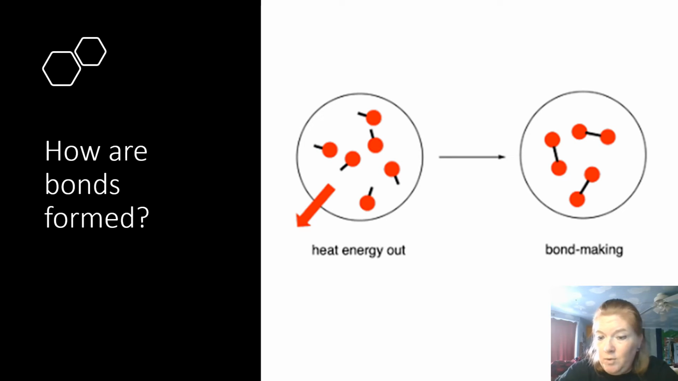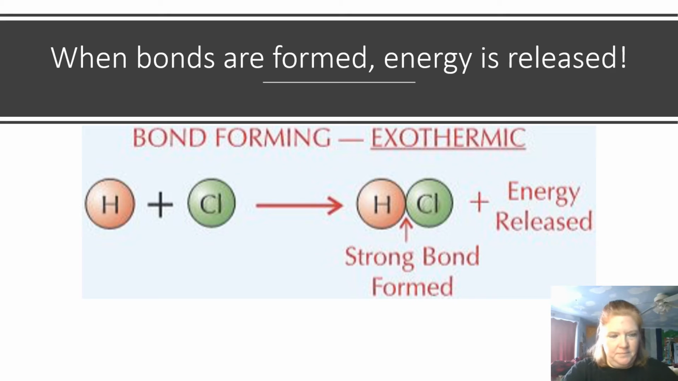How are bonds formed? Well, this is going to be the opposite. It's going to release some energy. It's going to be more stable. So when bonds are formed, energy is released, exothermic. So you can see right here, these two are not connected, not bonded. In the process of bonding, energy is going to be released, exothermic.